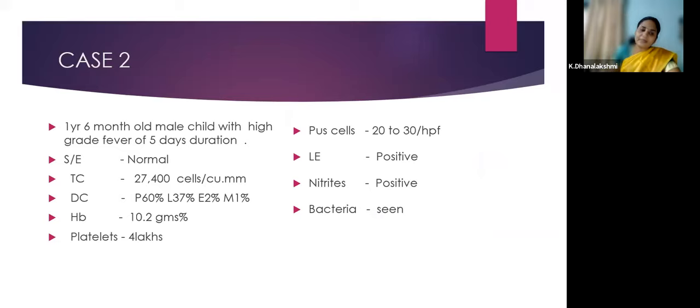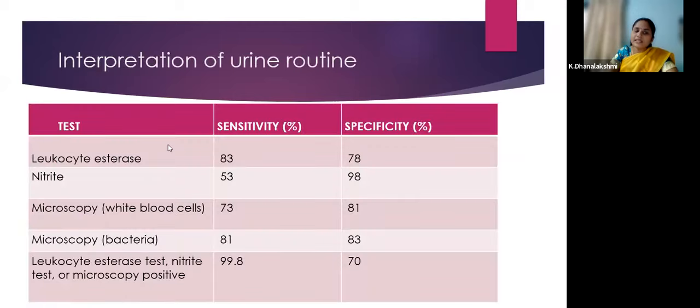Here there are no respiratory symptoms, so the physician orders a urine routine. The urine routine shows 20 to 30 pus cells, leukocyte esterase positive, nitrates positive, bacteria. How to interpret this urine routine? So what is leukocyte esterase? Leukocyte is WBC, so it indicates the presence of pus cells. It has a sensitivity of 83% and specificity of 78%.